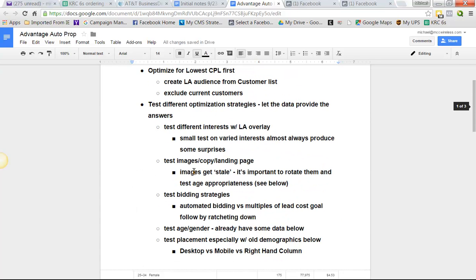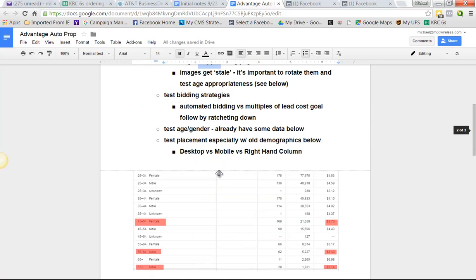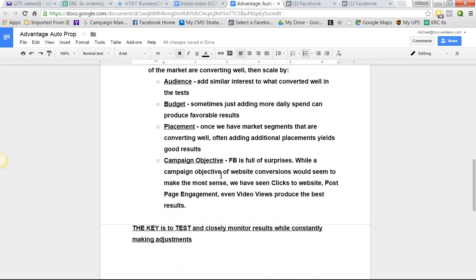So that's why I say about testing copy. It may be specific to specific ages that we do different copy on that too. We'll have to find out.